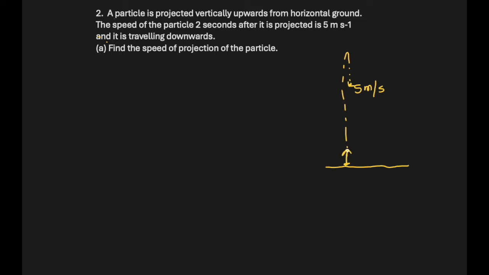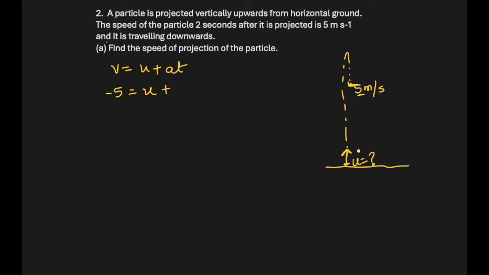What was the projection speed? So u equal to what? This is the question. So we know that v is equal to u plus at, right? V, the final velocity at this moment, was 5 meters per second but downwards. So downwards I'll take it as negative, so minus 5. And u is obviously positive because it's going up, and whatever we get will be the answer.